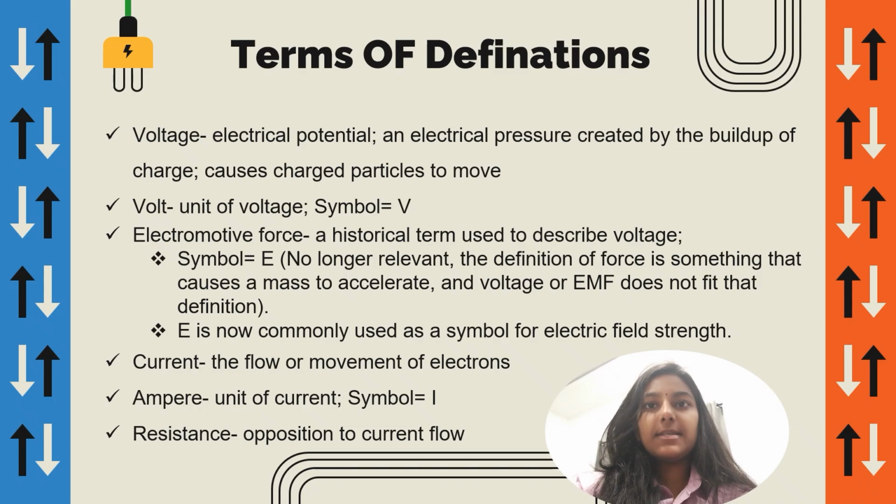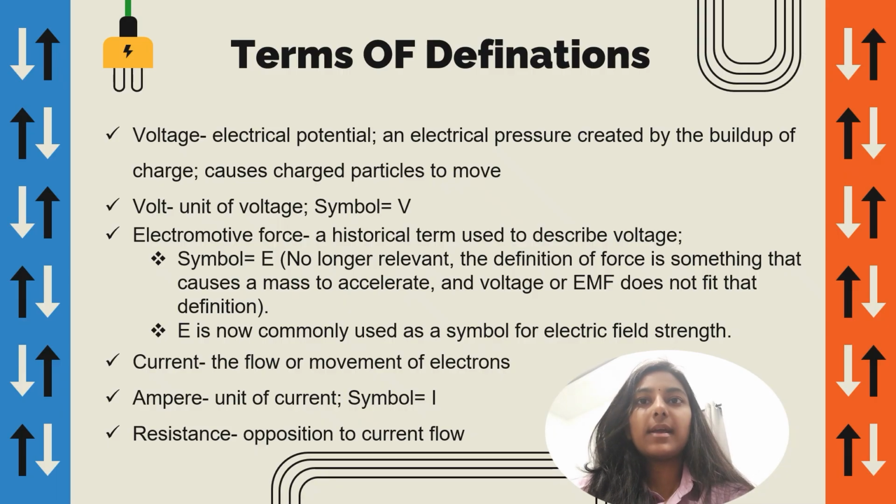Next, I will explain some important terms used in electrical circuits. First is voltage. Voltage is also known as electrical potential. It is the electrical pressure created by the buildup of electrical charge. This pressure causes charged particles such as electrons to move in a circuit. The unit of voltage is volt and its symbol is V.